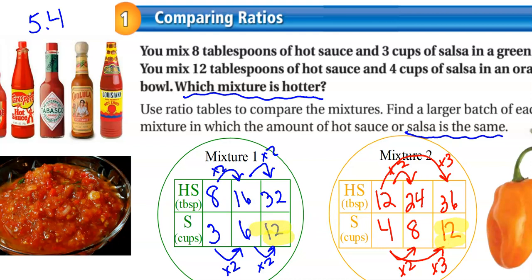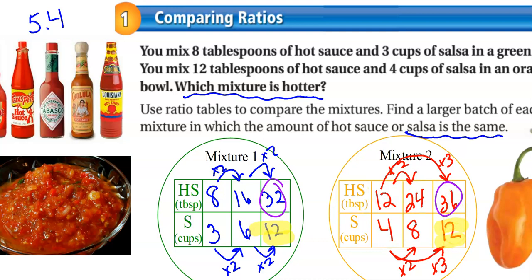Now I can look at my overall hot sauce, right? Because the salsa isn't what makes it hot. It's me adding the hot sauce. So mixture 1 has 32 tablespoons of hot sauce and mixture 2 has 36, right? Because I kept the same ratio of hot sauce to salsa. So we can see that mixture 2 is hotter.